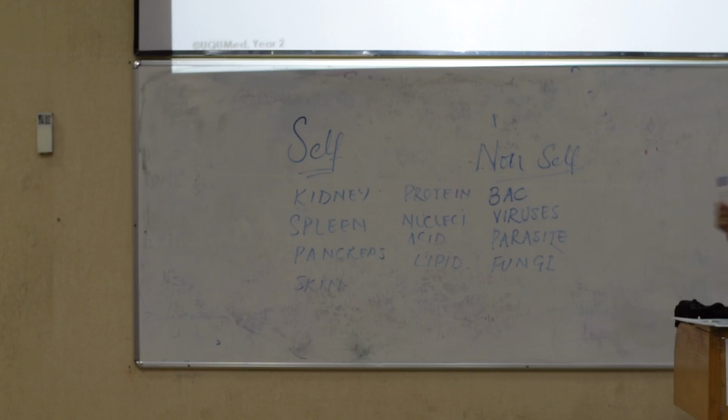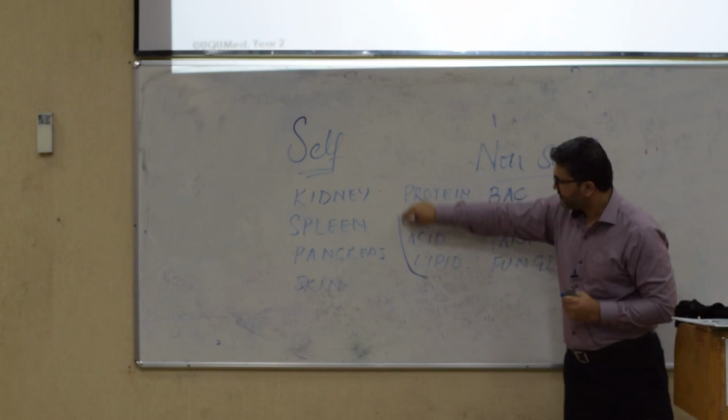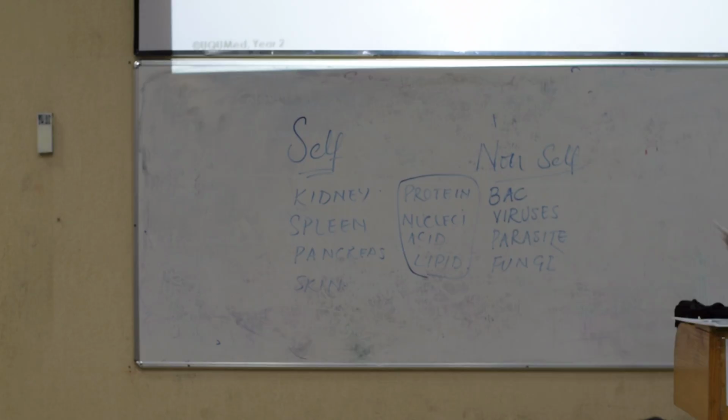Now, there is something common between the two. Kidney is made of protein, bacteria is made of protein, spleen is made of protein and lipids, viruses are made of proteins. So how does your immune system differentiate between self and non-self? That's the thing that the immune system specializes in. It can recognize that this protein that is coming from a bacteria is bad for the body. It's coming from outside, so I have to destroy it. I have to eliminate it. That's the function of the immune system.